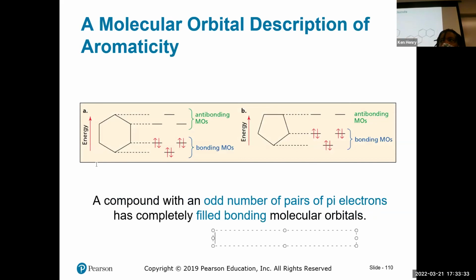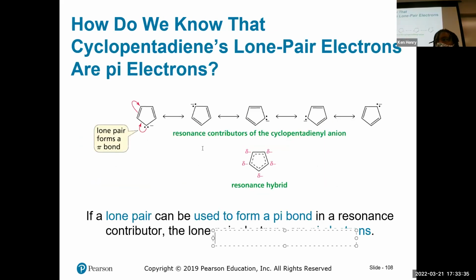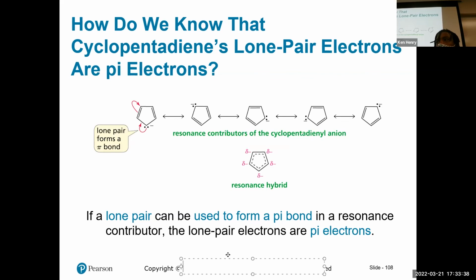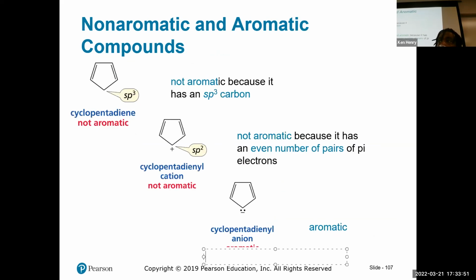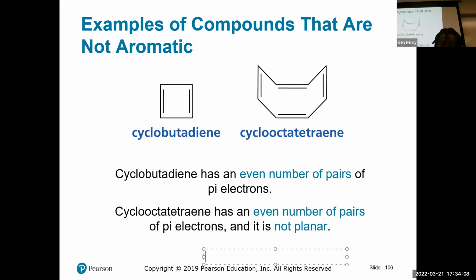So remember, it has to have an odd number of pairs for stability. Okay, so non-aromatic has even pairs of pi electrons, where aromatic is going to have an odd number of pairs.